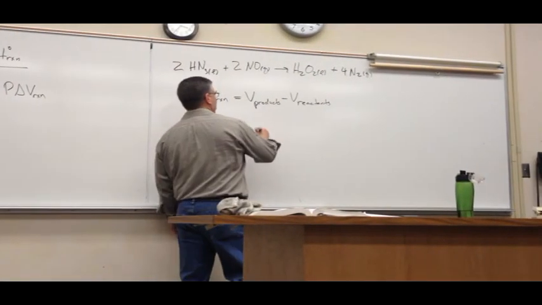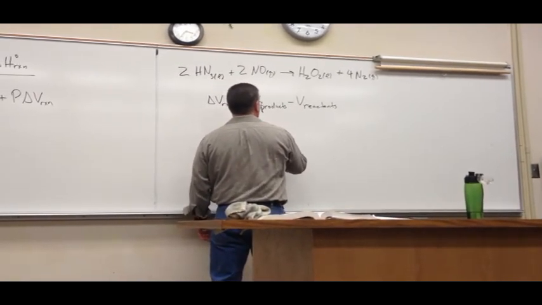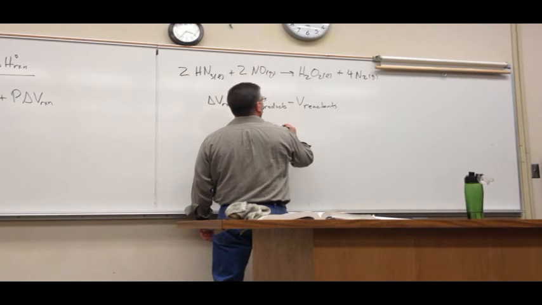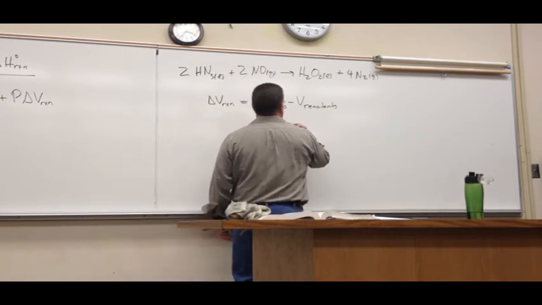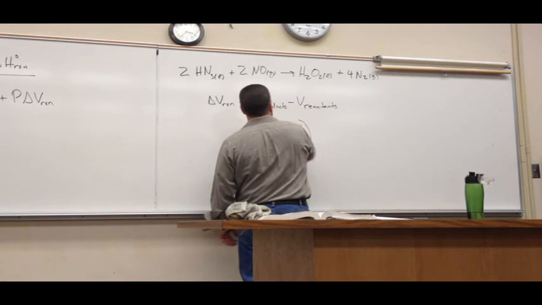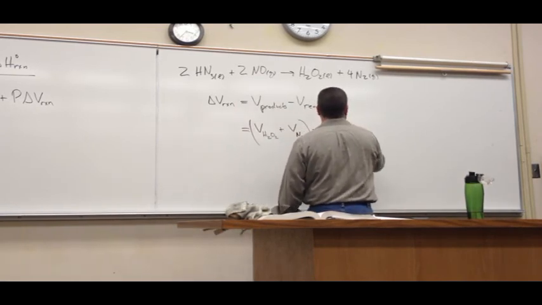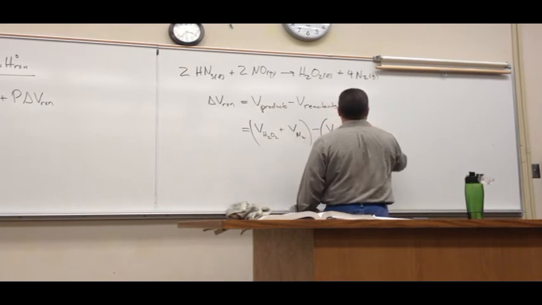In this case, it's going to be the volume of hydrogen peroxide plus nitrogen minus the volume of the hydrazoic acid plus the volume of the nitric oxide.